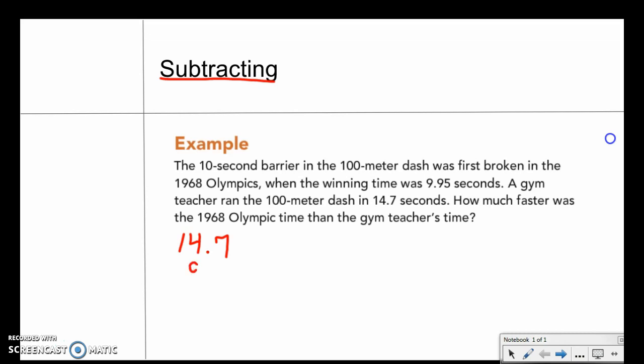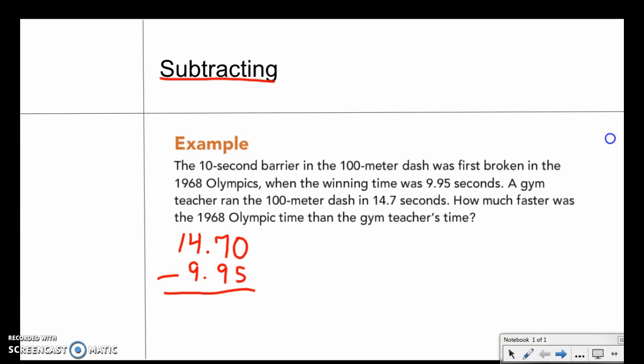Again, make sure your decimals are aligned. 9.95. Okay? Place a 0 where you think it would be necessary to help you remember that you're supposed to have a number there. But it still means 0. It still means the same thing. Okay? So now we're going to subtract from right to left.